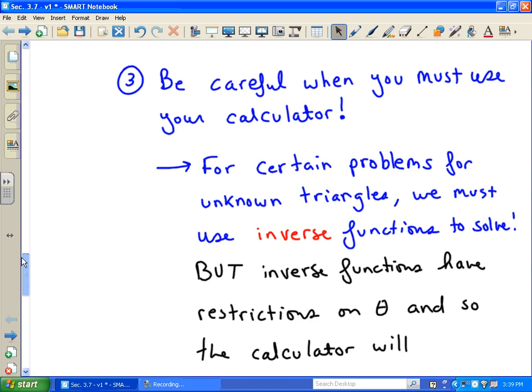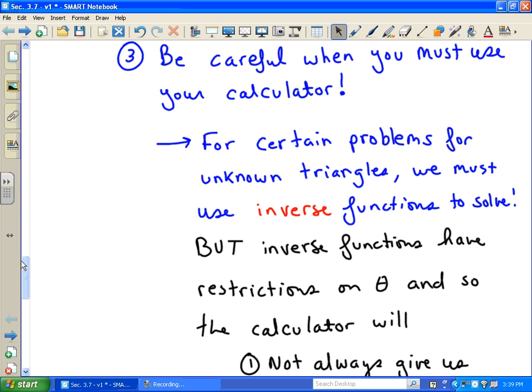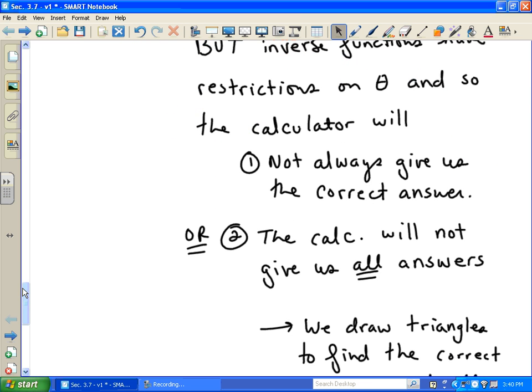And then number 3, be careful when you must use your calculator. There are certain problems that you have to use the calculator on because the triangles are unknown. In other words, they're not a 30, a 60, a 45, or something along those lines. In that case, we have to use inverse functions to solve, and we have to use the inverse function on our calculator. But the problem is we know that inverse functions have restrictions on the angle. So what's going to happen is one of two things. Number one, the calculator is not always going to give you the correct answer. It's going to give you an answer, but it may be a reference angle, or it may be an angle that's in the wrong quadrant.